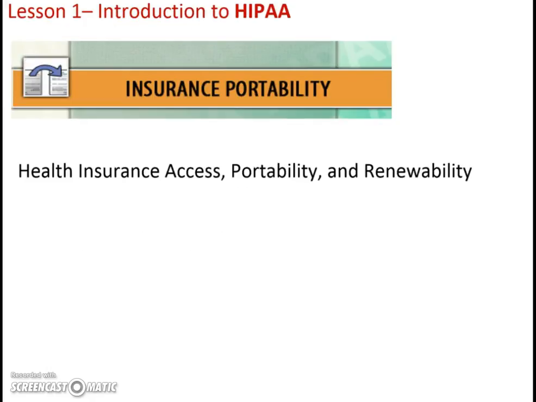And rule number 4, health insurance access, portability, and renewability. Portability means portable, meaning you can take it from one doctor to the other. Access means that health insurance companies have access to your records when needed. And renewability means that you can go to the doctor and renew your healthcare information.